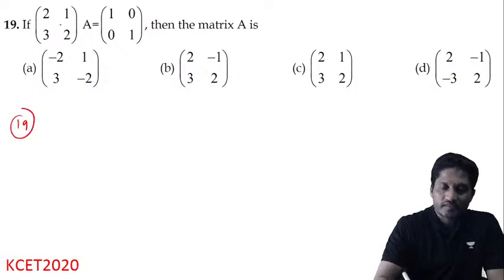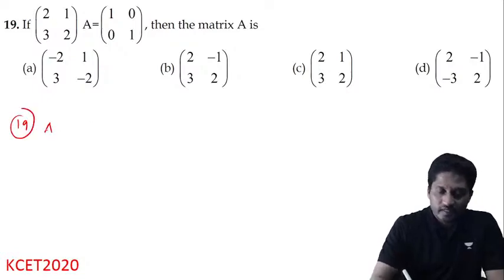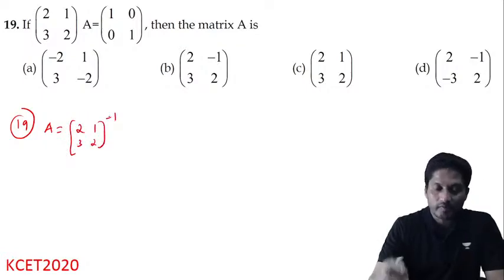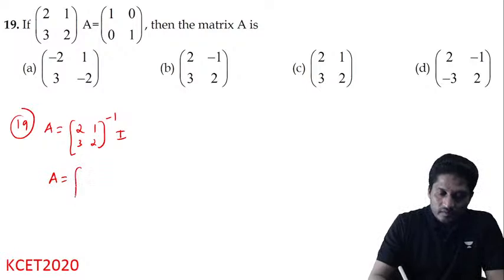See this matrix. If I shift to the right side, capital A is equal to the matrix [2, 1; 3, 2] whole inverse. That is, I'm operating inverse on both sides. And then [1, 0; 0, 1] is I. So this is [2, 1; 3, 2] whole inverse into I, the same thing.